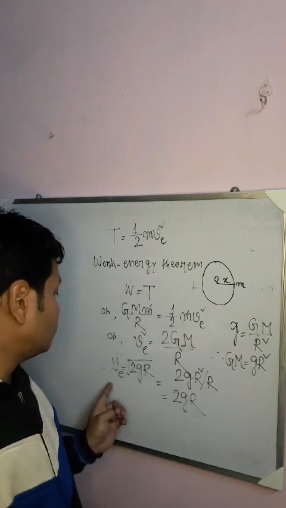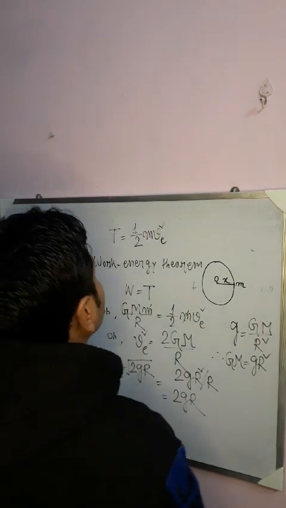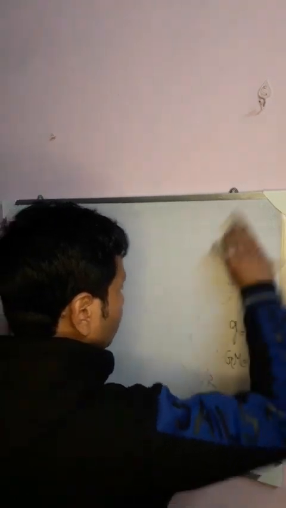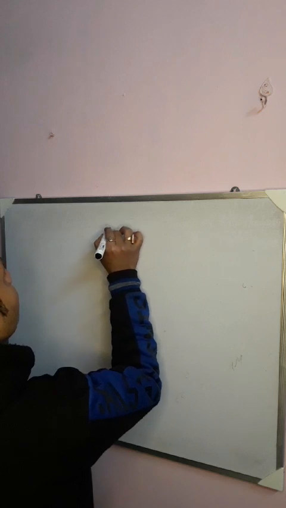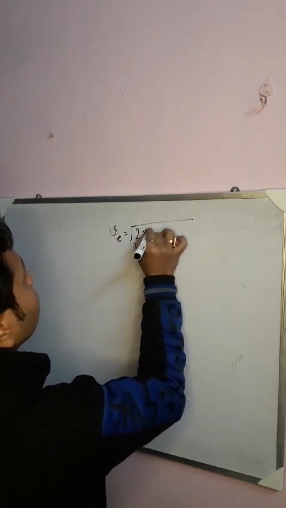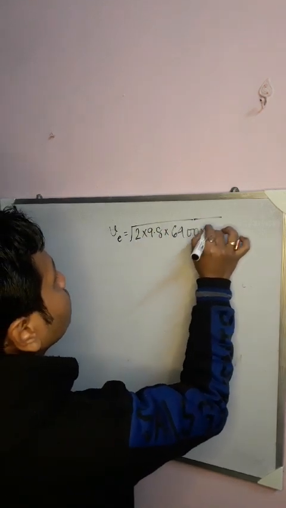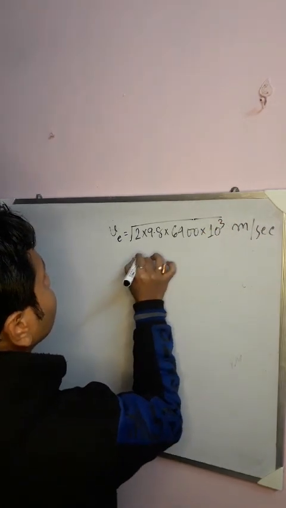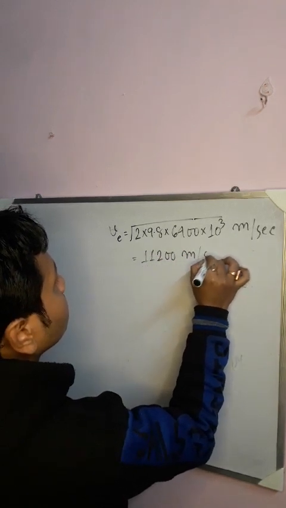So clearly the value of escape velocity depends upon the radius of earth. Now if you want to calculate the numerical value of escape velocity in case of earth, it is simple. What is g? 9.8. And what is r? 6400 kilometer into 10 cube meter. Okay, so this is meter per second, and this is simply 11,200 meter per second.